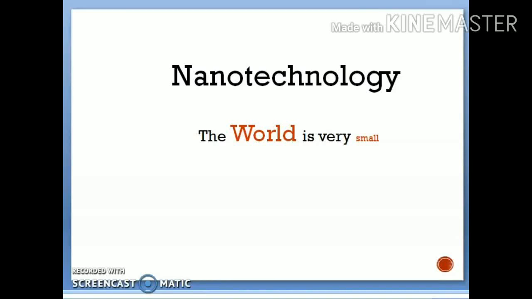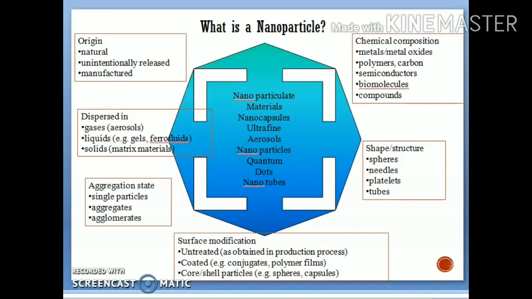Nanotechnology starts with saying the world is very small, and this very small world has lots of potential in recent technology, which is called nanotechnology. Let us now discuss what a nanoparticle is. Nanoparticles may be nanoparticulate materials, nanocapsules, ultrafine aerosols, quantum dots, nanotubes, and in general we can say nanostructures.